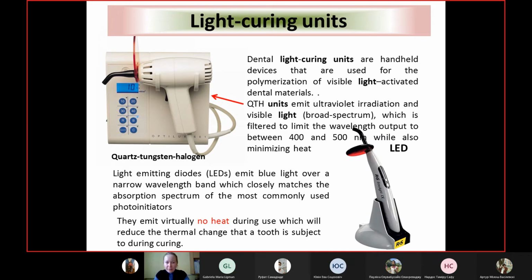Light emitting lamps emit blue light over a narrow wavelength band, which closely matches the absorption spectrum of the most commonly used photoinitiators. So they emit virtually no heat during use, which will reduce the thermal change that a tooth is subject to during curing. So these are the main characteristics of light curing lamps, and they are widespread nowadays in dentistry.